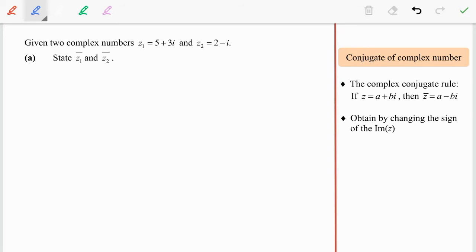Given Z1 equal to 5 plus 3i. So, conjugate of Z1 is 5 minus 3i. Next, Z2 is 2 minus i, means conjugate of Z2 is 2 plus i. Please take note that we keep the real part exactly the same, but just changing the sign of the imaginary part. So positive 3i become negative 3i and negative i become positive i.